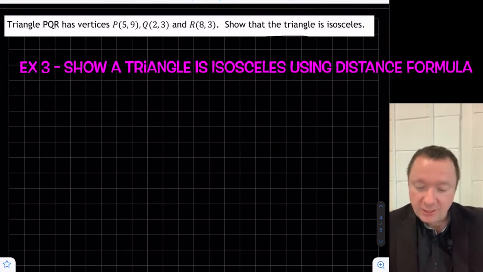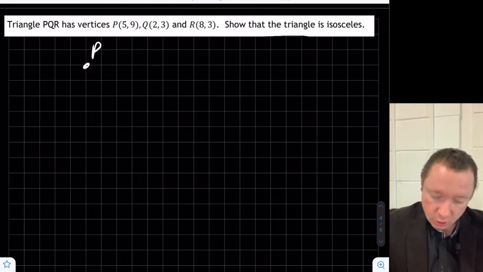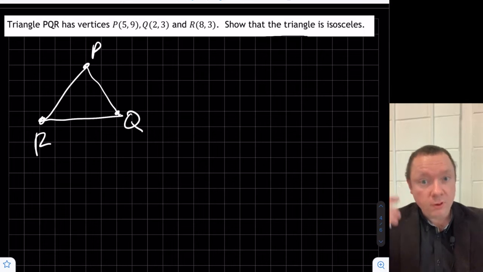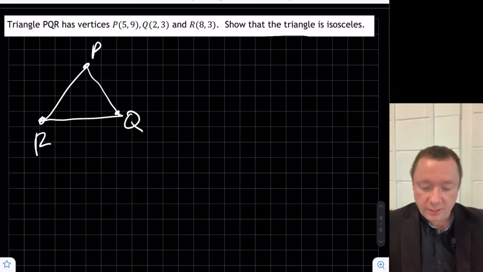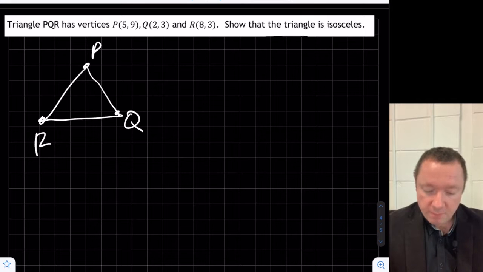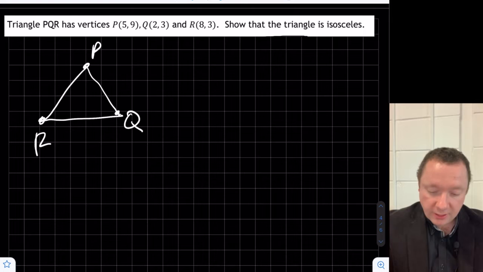PQR has these vertices. Show that it's isosceles. So we can visualize P, Q, and R. And of course, this is not drawn accurately at all. I've not even checked to see if the relative relationships of where the points would be is correct. It's just to give me an idea. But essentially, if 2 of these sides are the same, any 2 of the sides, it is an isosceles triangle. So I just need to check my distances.